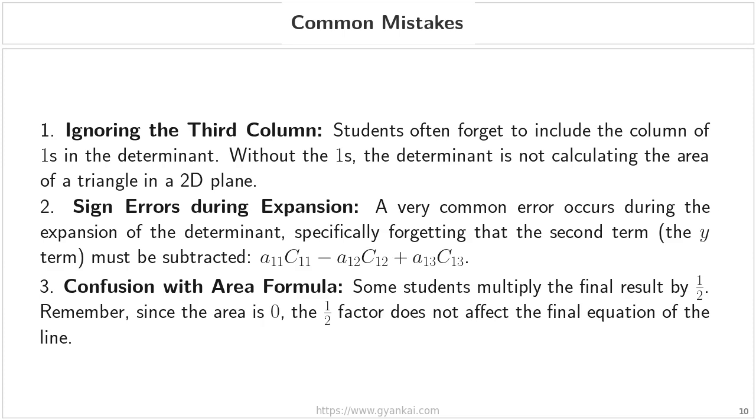Finally, don't get hung up on the 1/2 fraction from the area formula. I've seen many students spend extra time trying to multiply their final result by 1/2. However, as we established earlier in the lesson, since we are working with the condition of collinearity, the area is exactly 0. And since 1/2 times 0 is still 0, that constant factor doesn't actually change our final equation.